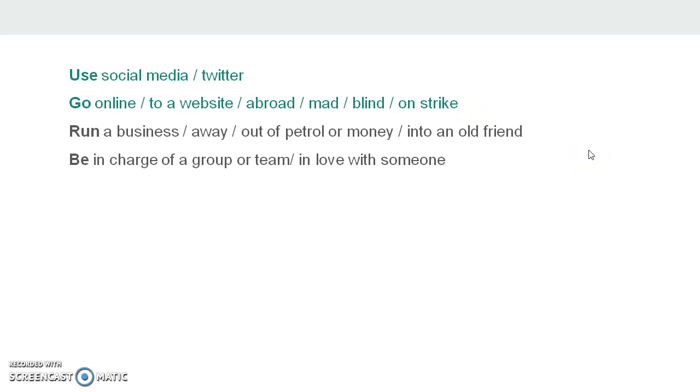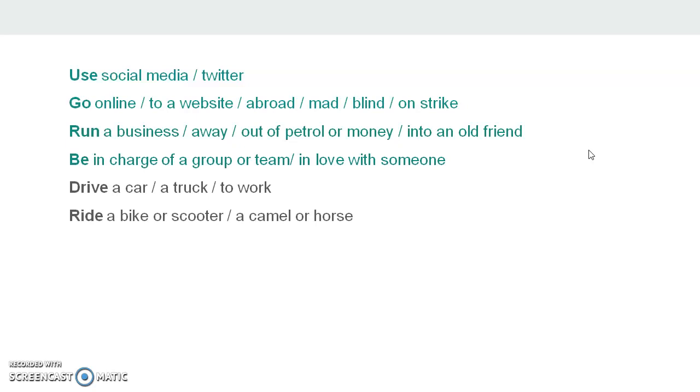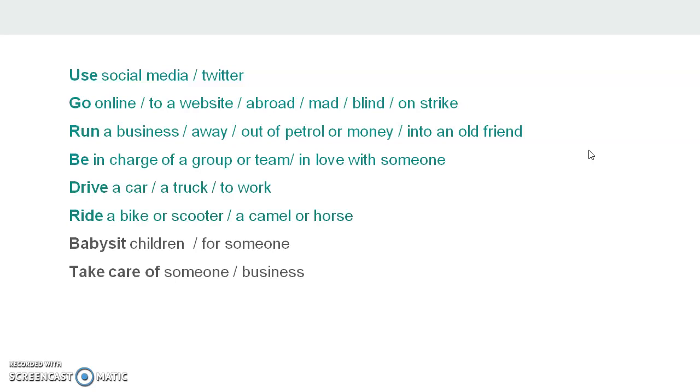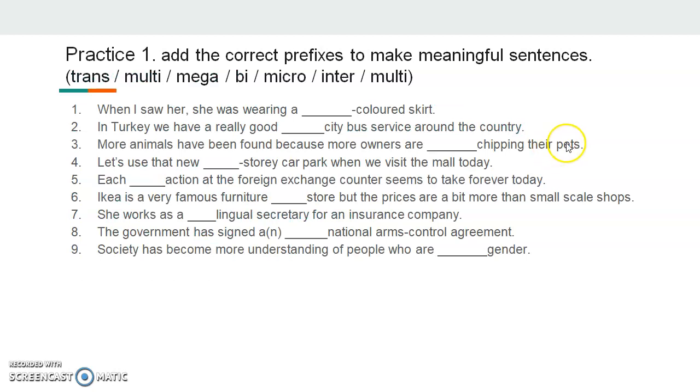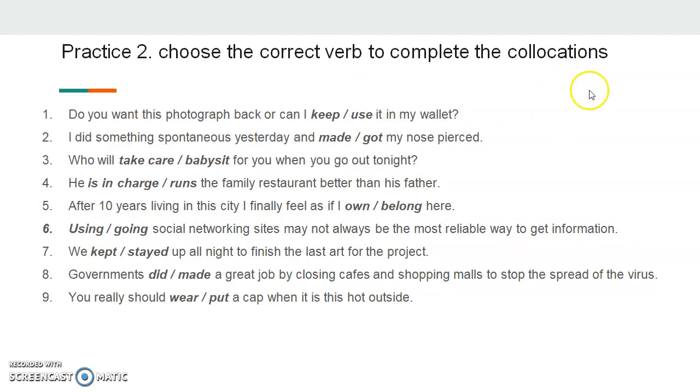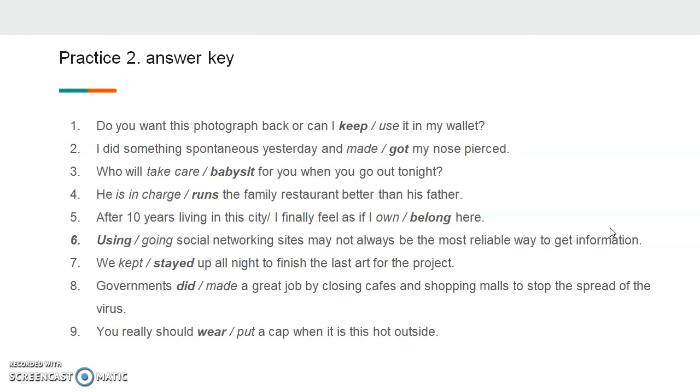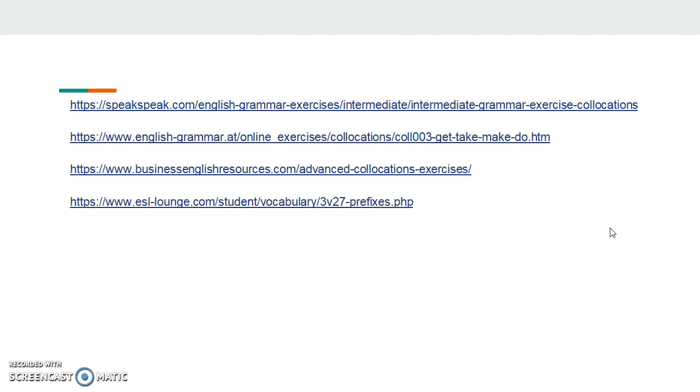So let's continue with more pairs. So here, we are almost at the end of our presentation, and I have two practice activities for you. The first one is about the prefixes we studied, and the second one is about the collocation pairs, and you can find the answers. And finally, some useful web links for you to study further.